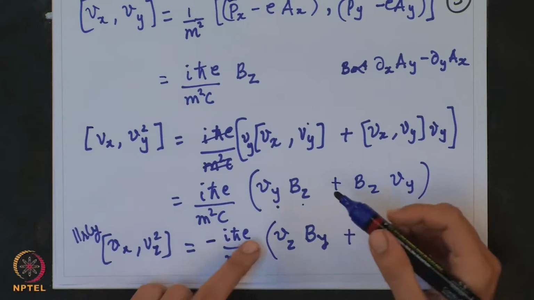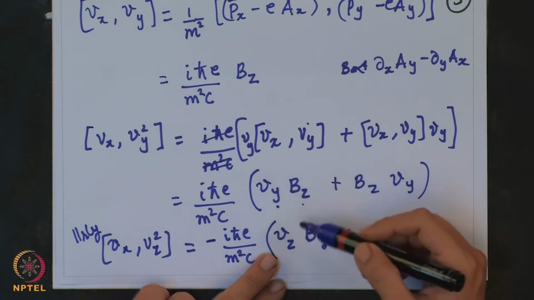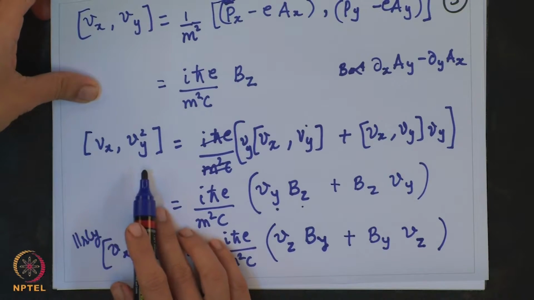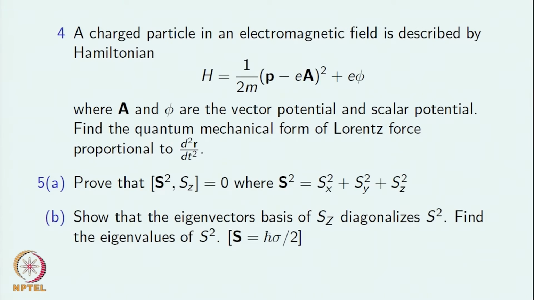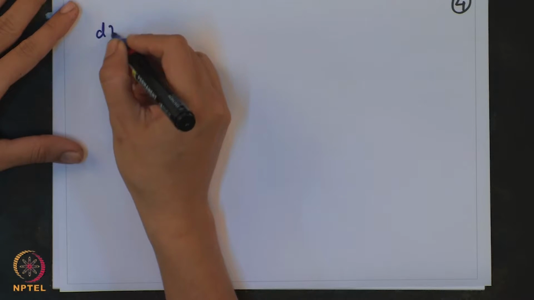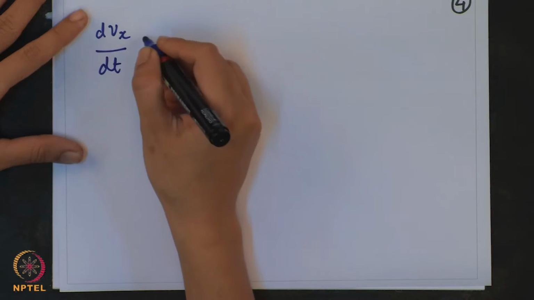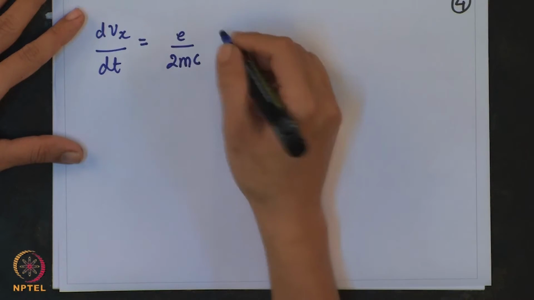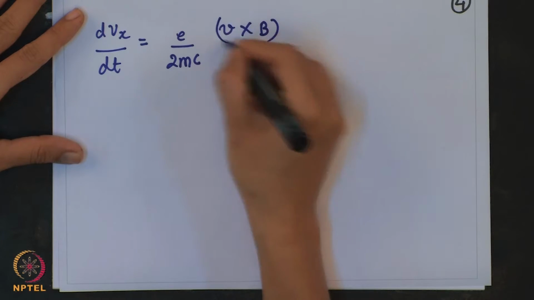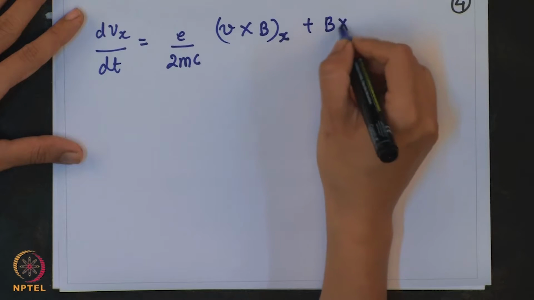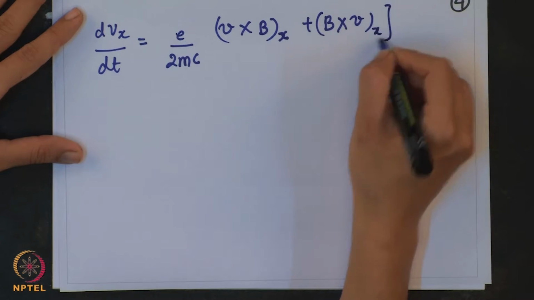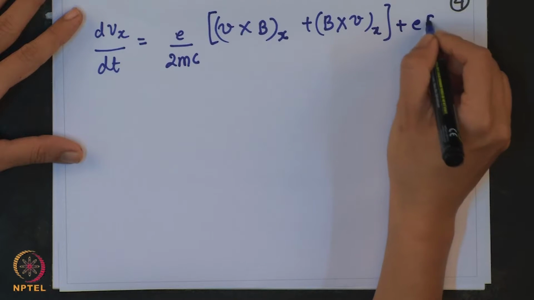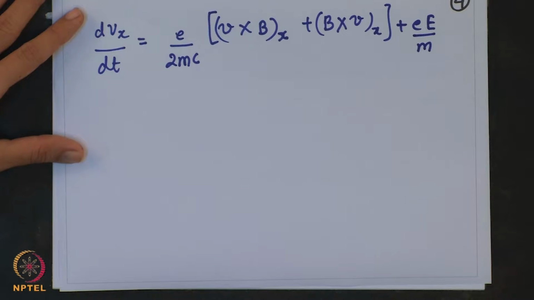So, now going further, you have to add these two to get [V_x, V²]. When you do this addition, you will simply obtain dV_x/dt is nothing but e by 2mc, (V cross B) x component minus (B cross V) x component, plus e by m E. So, just let us go back here.